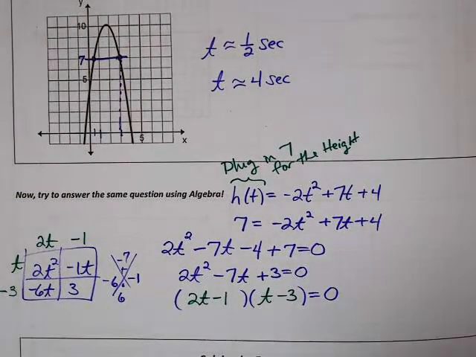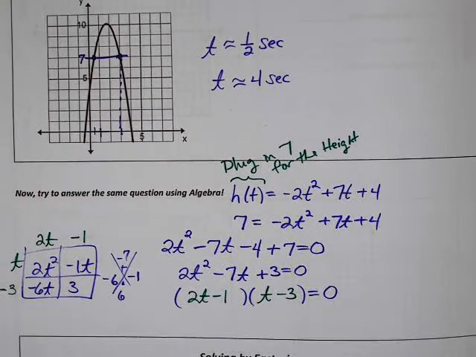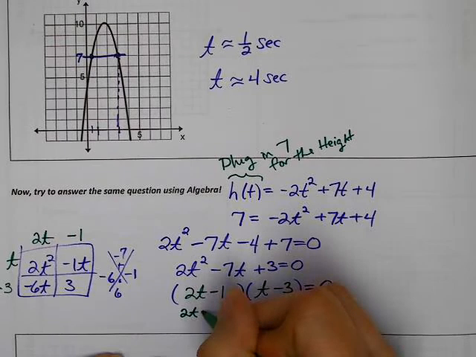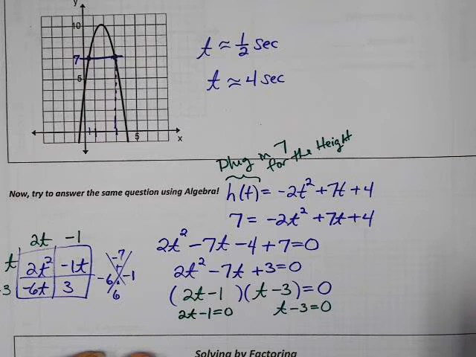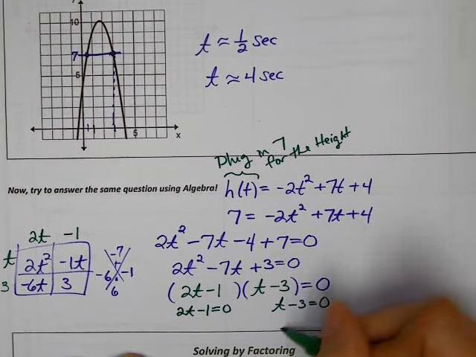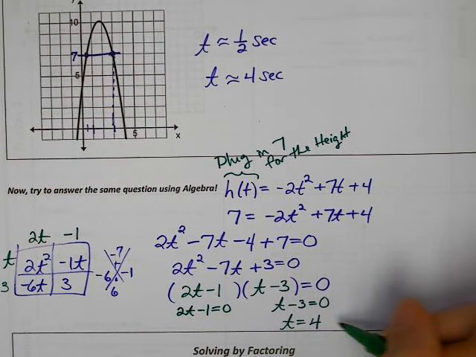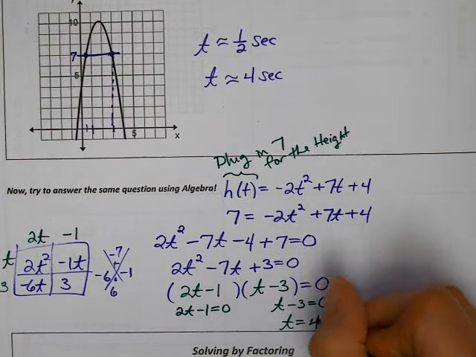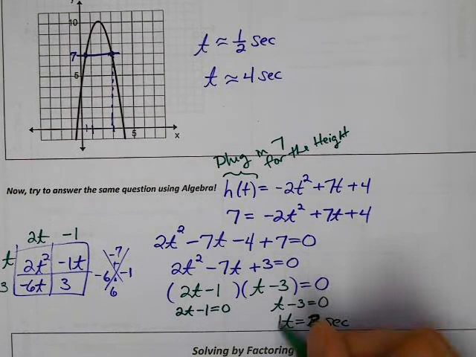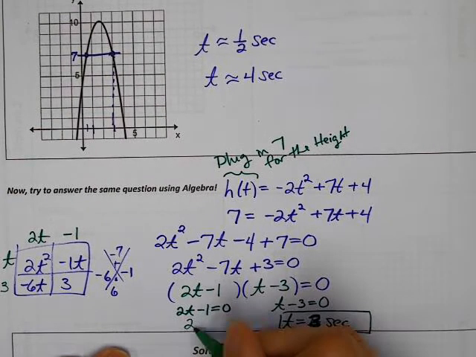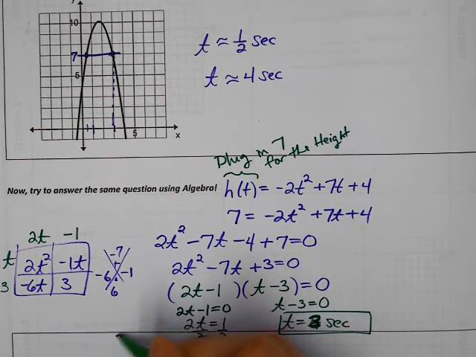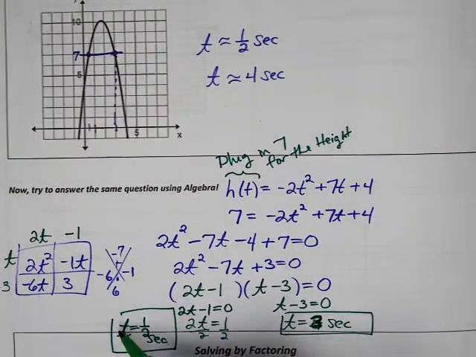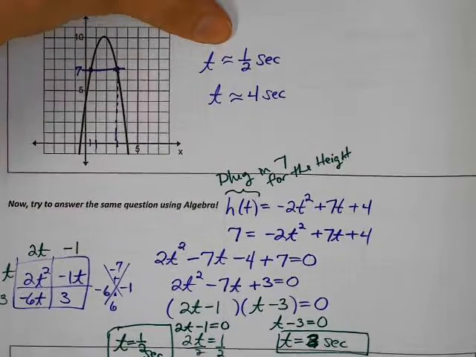So when I solve this, I'm going to split this up into two separate baby equations. 2t minus 1 equals 0 and t minus 3 equals 0. Switch sides, switch signs. I got t equals 3 seconds. And over here, 2t equals 1, divide by 2, t equals 1/2 second. Oh, so 1/2 was the right answer.